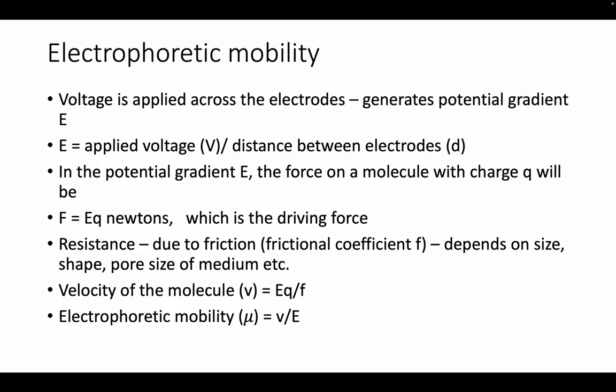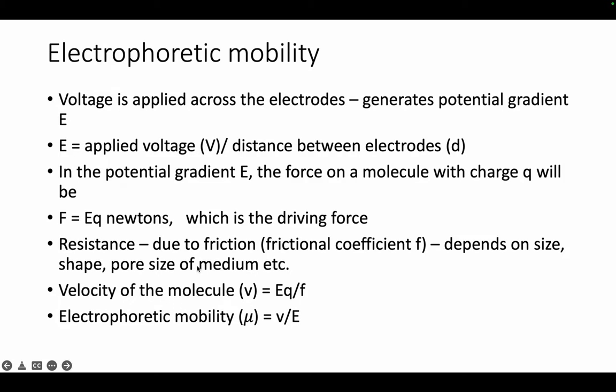Some general terms related to electrophoresis. We will apply some voltage across the electrodes, which will generate some potential gradient. And the potential gradient is equal to the applied voltage divided by the distance between the electrodes, right? If we have any molecule with charge q in this gradient, it will experience a force, right? It will want to move towards the opposite charge, and will have the driving force F, which you can get by multiplying this potential gradient by the charge.